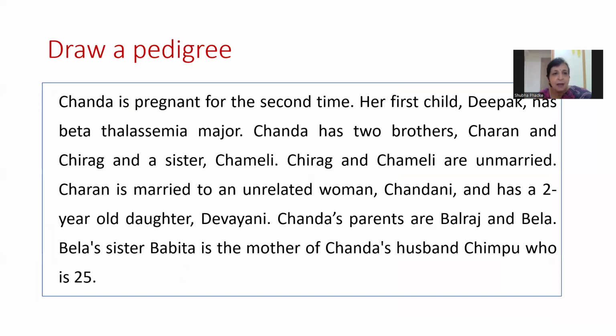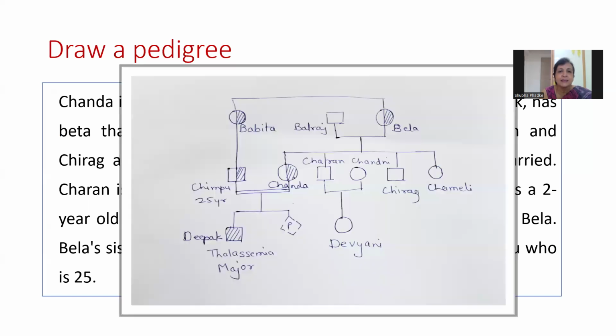So this is a hypothetical family of Chanda, who is pregnant. You can take a screenshot of this and then try to draw this pedigree after some time to get experience. This is the picture of the pedigree I talked about, of Chanda and her husband. So when you draw, you can check your pedigree with this particular diagram.